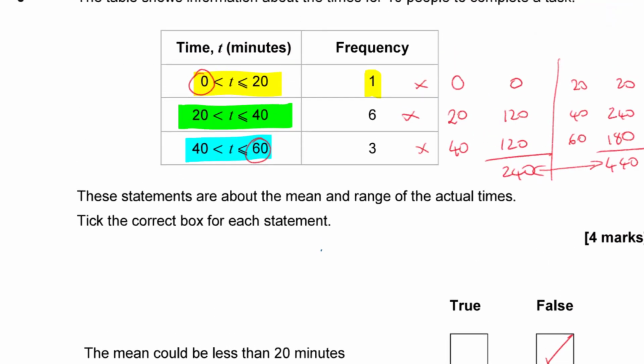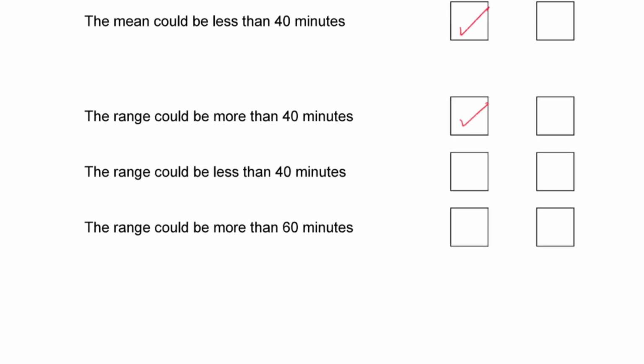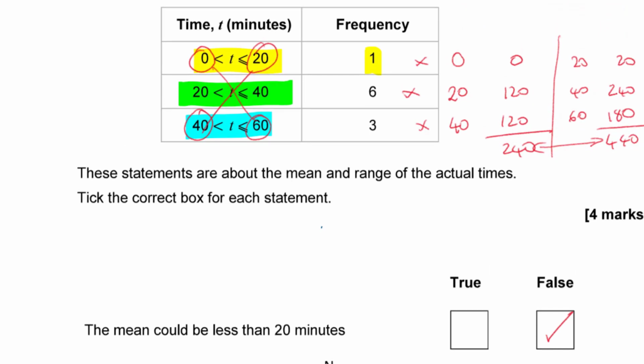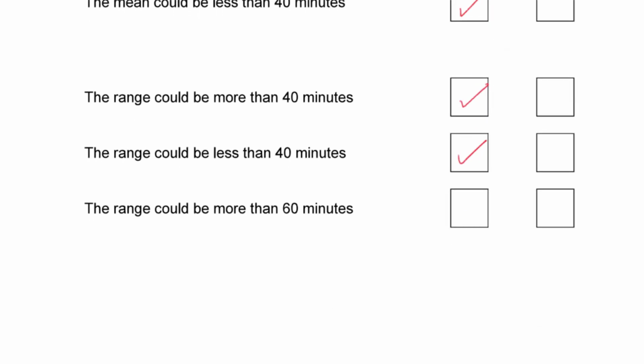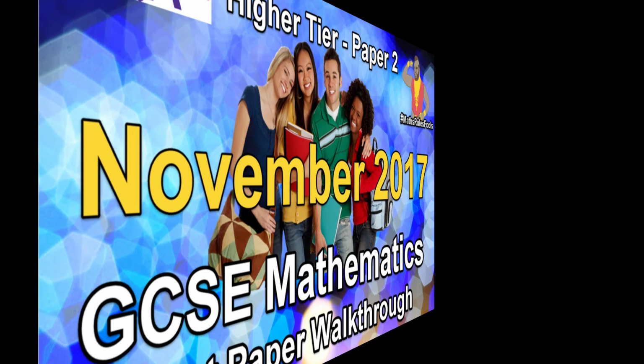Okay, so let's assume that first person is at the upper bound rather than the lower bound. So here at 20, and let's assume that all those 3 people are at the lower bound there of 40. Then the range of those would be 40 subtract 20, which would be 20. So could the range be less than 40 minutes? Yes, it could. And could the range be more than 60 minutes? Well, we said the range could be 60, but it can't be more than 60. That is definitely the upper boundary, so that is going to be false.